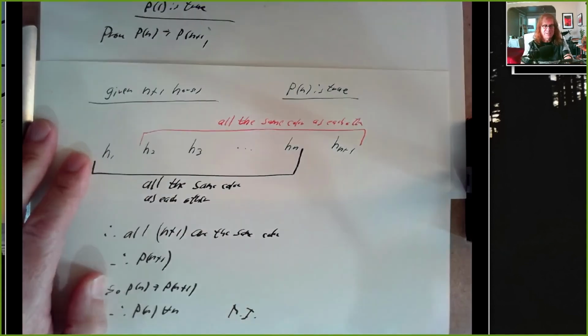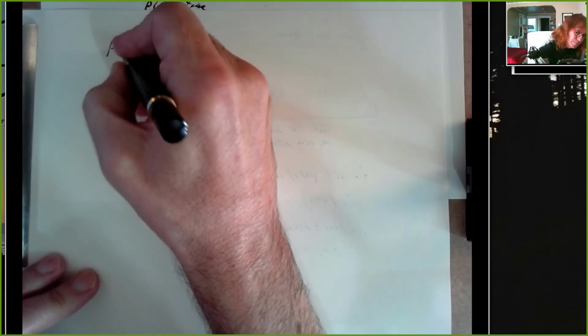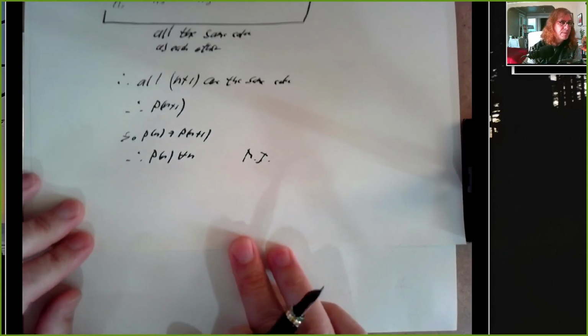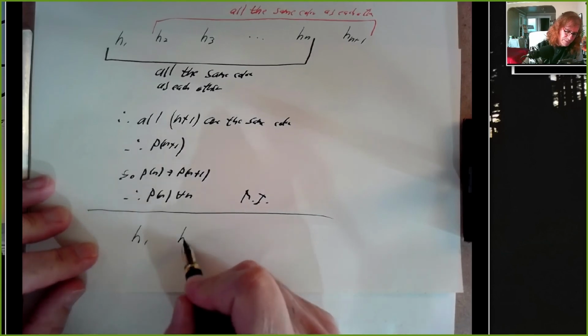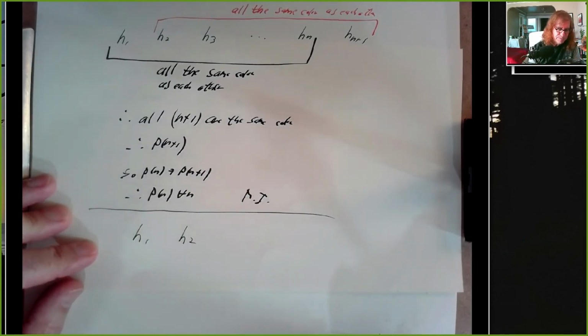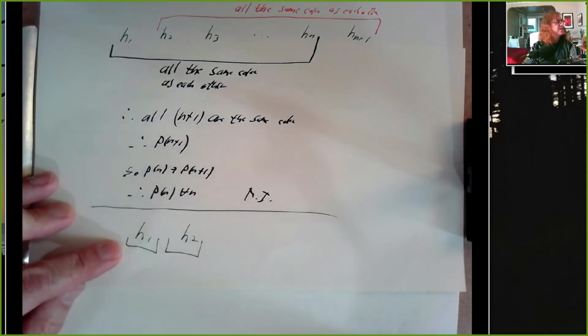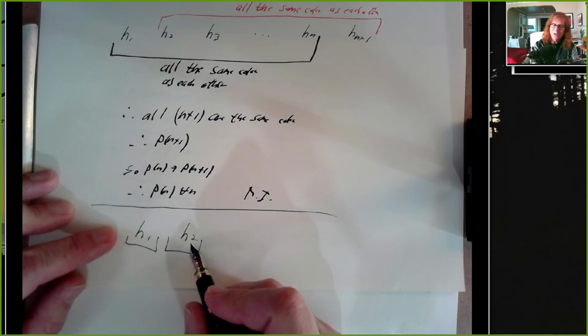But let's see what happens if we try to do this. If we break down that logic for 2 horses, so here's my 2 horses, H1, H2. And P1 says all of these horses are the same color. And P1 says all of these horses are the same color. But there's nothing that says H1 and H2 are the same color as each other.